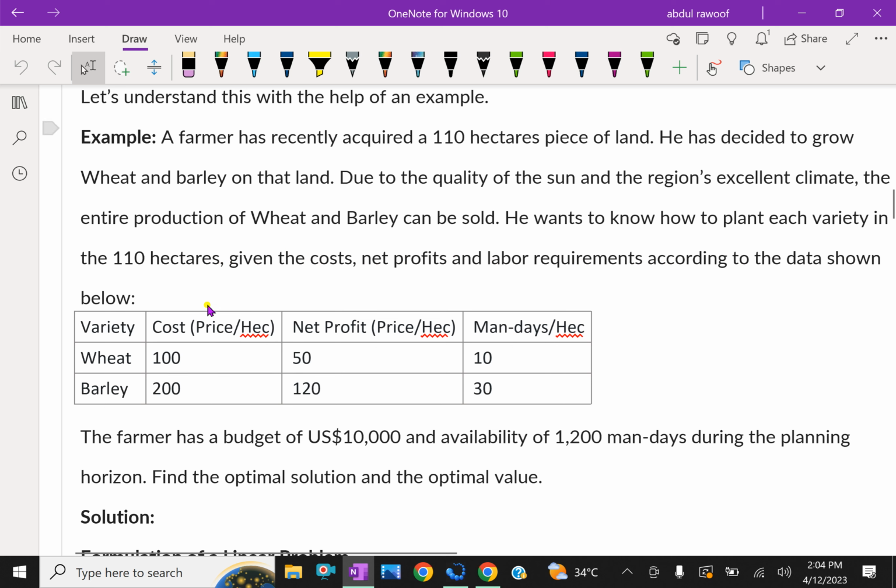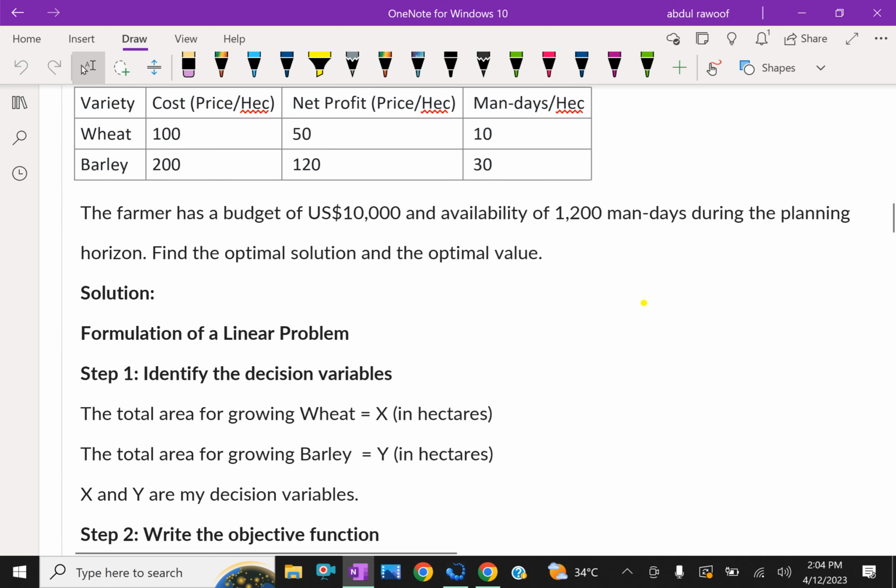Look here, the table is given. The varieties are wheat and barley. Cost price per hectare is 100 for wheat and 200 for barley. Net profit per hectare for wheat is 50, barley is 120. Man days, that is working hours available, is 10 for wheat and 30 for barley per hectare. The farmer has a budget of $10,000 and availability of 1,200 man days during the planning horizon. Find the optimal solution and the optimal values.